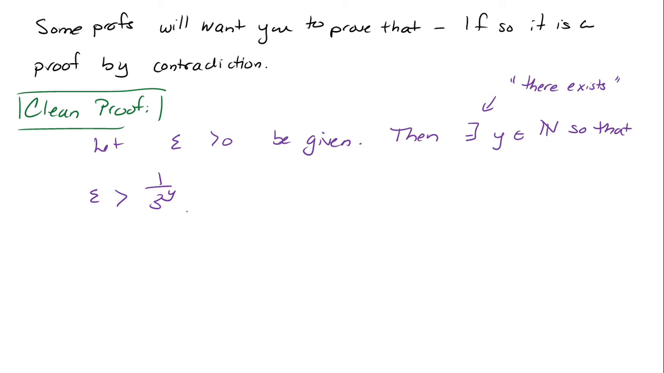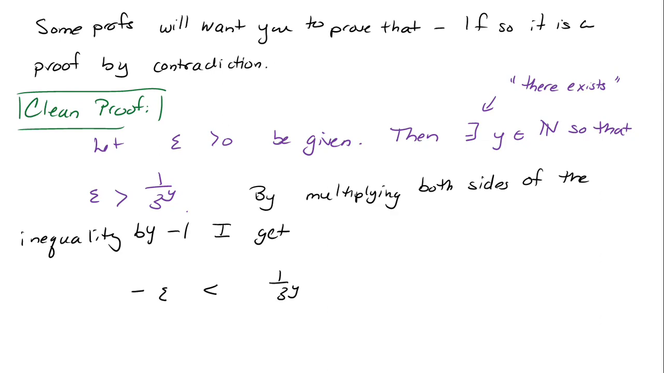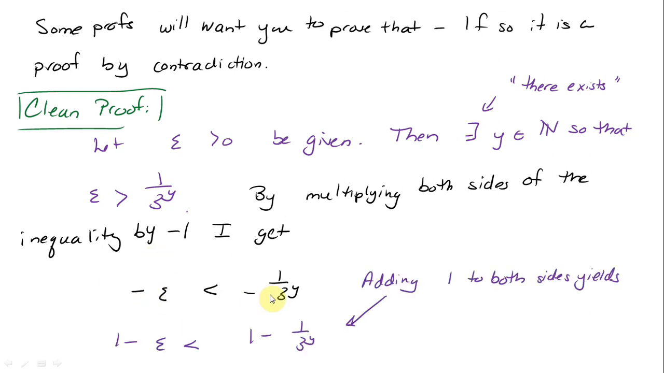If they give me a huge epsilon, I can get a y large enough so epsilon is bigger than 1 over 3 to the y. If they gave me a small epsilon, I can find such a y. By multiplying both sides by -1, I get this inequality over here. Notice I give the direction of what I'm doing and make it very clear. Adding 1 to both sides yields that inequality.